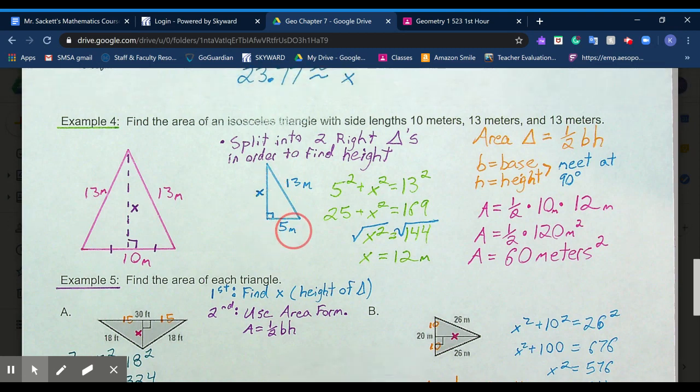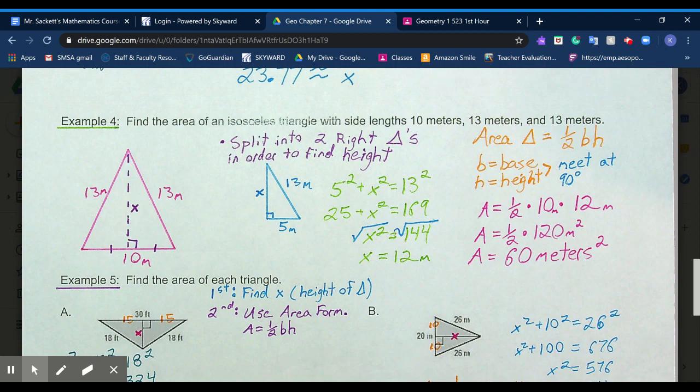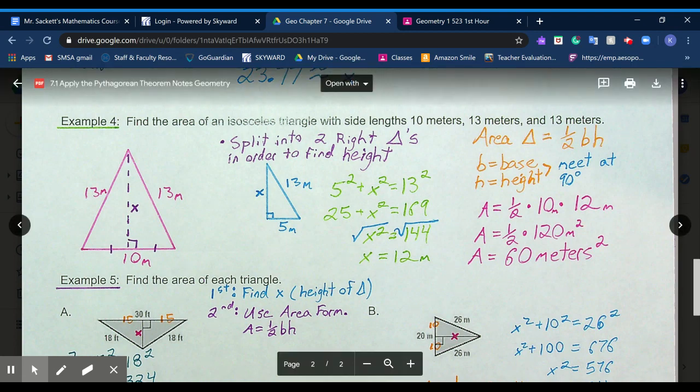So then we use the Pythagorean theorem to find x. So 5 squared plus x squared equals 13 squared. 25 plus x squared is 169. Subtract 25 and square root it, giving us x equals 12 meters. Then once we've found x, we can plug that in with our base to figure out our area. So we have to use that original base of 10 meters times our height of 12 meters and then half. So half of 10 times 12 would give us an area of 60 meters squared.